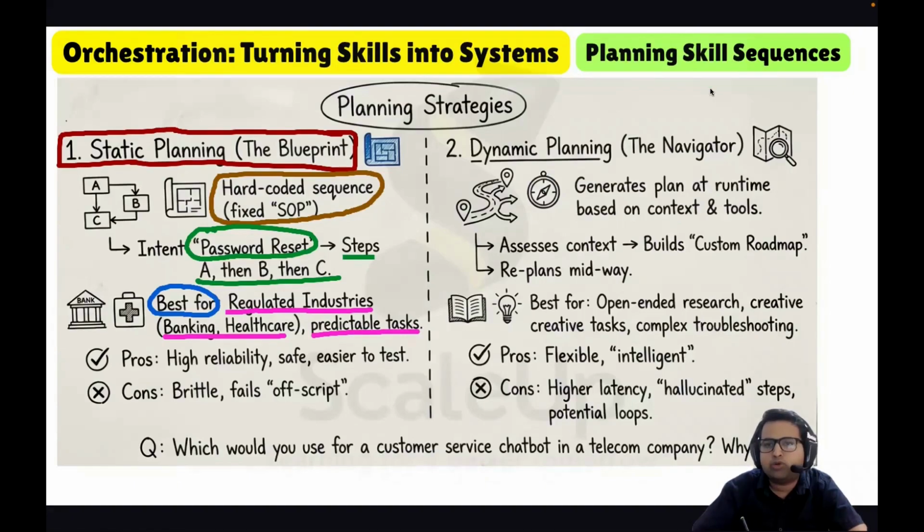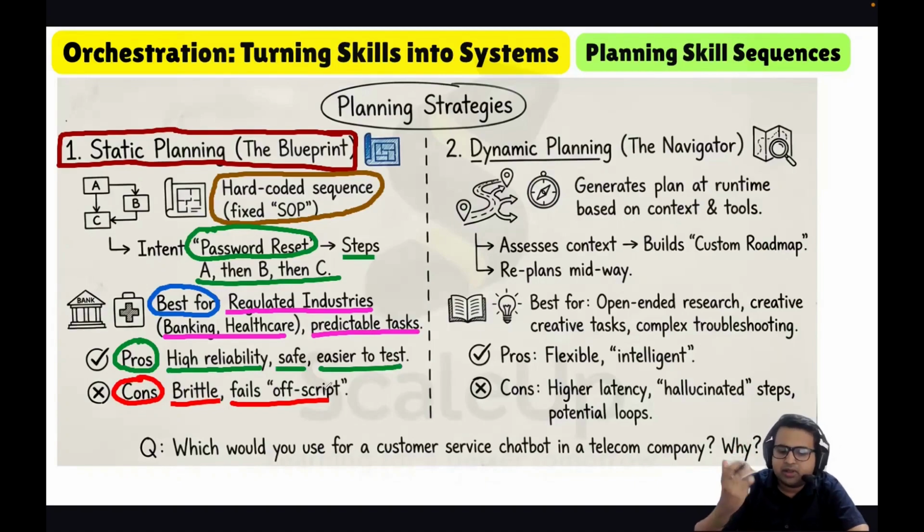Now, what are the pros of static planning? High reliability, because we know it is a fixed workflow, so very high reliability and safety, and it is easier to test. And what are the cons? It is brittle. It cannot handle uncertainty. It fails off script. If the user asks for something slightly off script, the agent may fail. That is what static planning is.